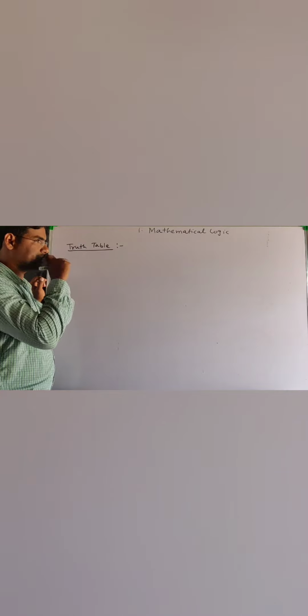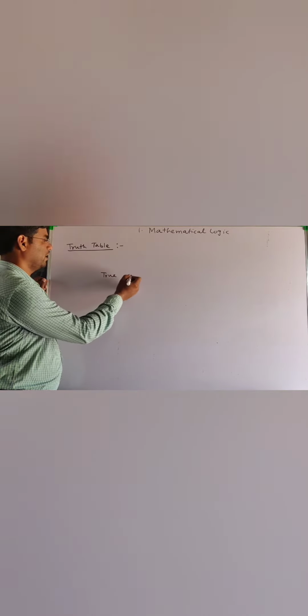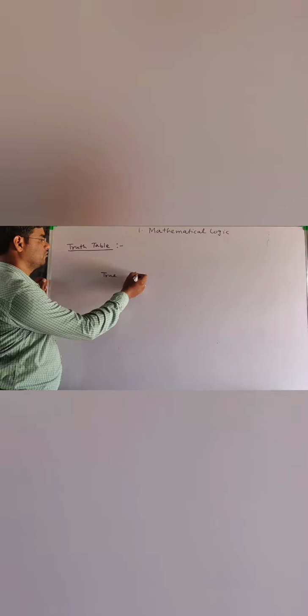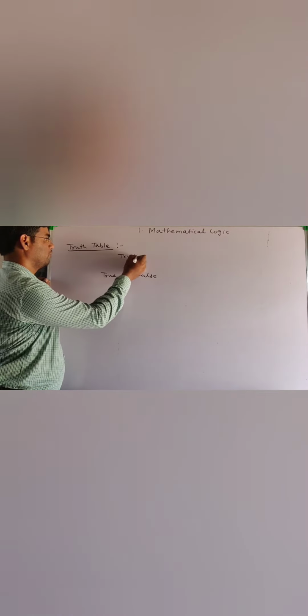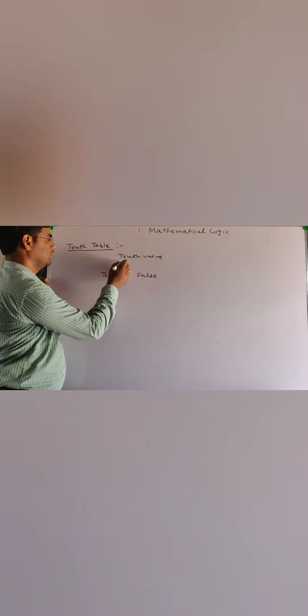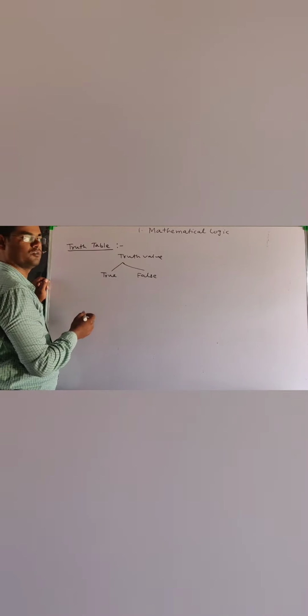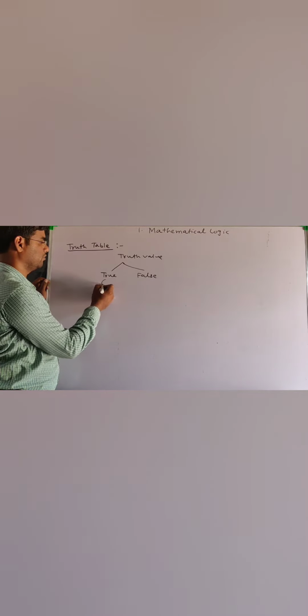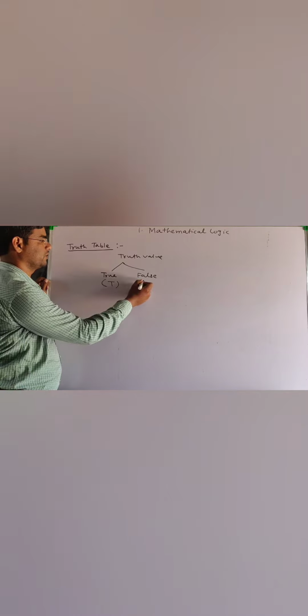As we know, a statement is either true or false. The truthness of the statement is known as its truth value, and the falsity of the statement is also a truth value. So truth value is of two types, true or false. If the statement is true, then the truth value is denoted by capital T. If the statement is false, then the truth value is denoted by capital F.